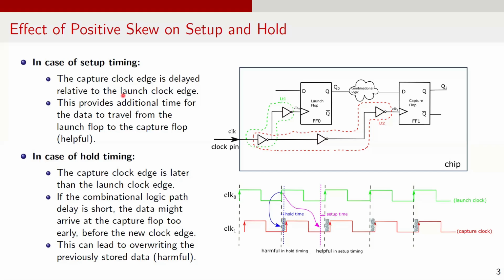First, the positive clock skew. Positive clock skew is generally beneficial for setup timing. In the setup time requirement, the data launched at the launch clock edge must be available before the active clock edge minus the setup time at the capture flop. Here, the active clock edge is shown in the dotted black line. As we see, the active clock edge in the capture flop is delayed relative to the launch clock edge. This provides additional time for the data to travel from the launch flop to the capture flop.